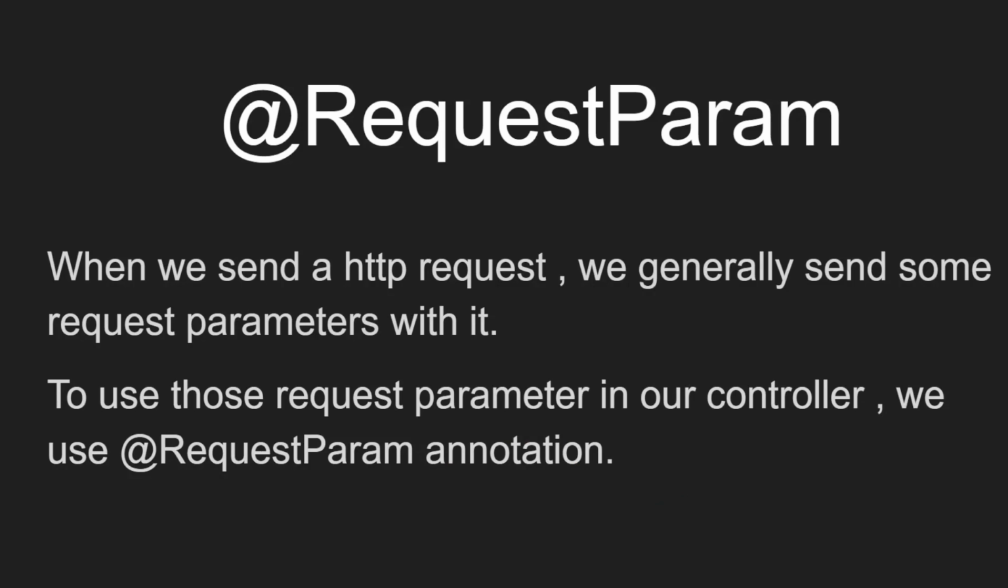Okay, so guys, request param annotation. When we are sending an HTTP request, we generally send some request parameters with it. To use those request parameters in our controller, we use the @RequestParam annotation. Last time we saw the path variable annotation, in which we fetch the details from the path only, that is, the endpoint only. But with request param, we are sending some parameters with the HTTP request. To fetch those parameters from the request in our controller method, we use this request param annotation.